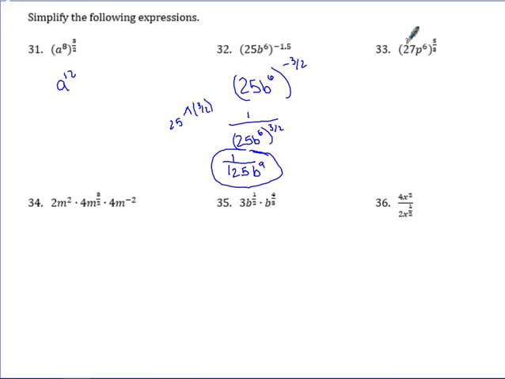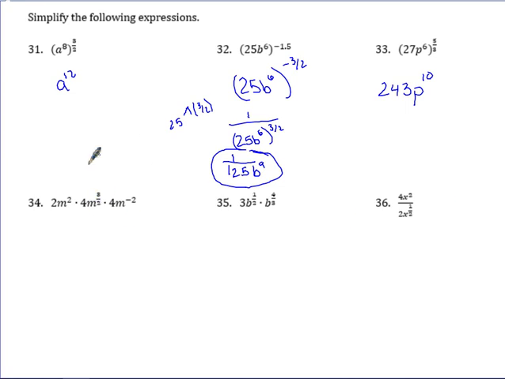Again here, same thing. So 27 to the 5/3 power, you're going to do that in your calculator. And we should wind up with 243 there. And then for p to the 6 to the 5/3, I'm going to multiply 6 times 5/3, and that's going to give me p to the 10th power.